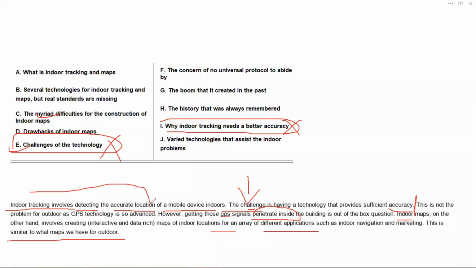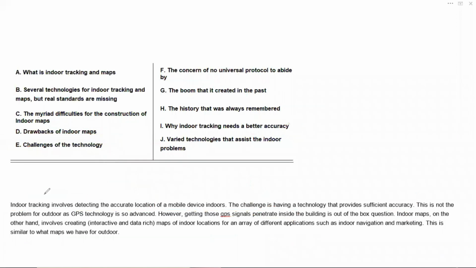If you see, it is giving a definition of what indoor tracking and what indoor maps is all about, in the first line and the last line. I think the answer has to be what is indoor tracking and maps. So let's understand what exactly is happening there. They might have talked about the challenges and a lot more other things, but the entire paragraph is not centered mainly on the challenges or the accuracy.